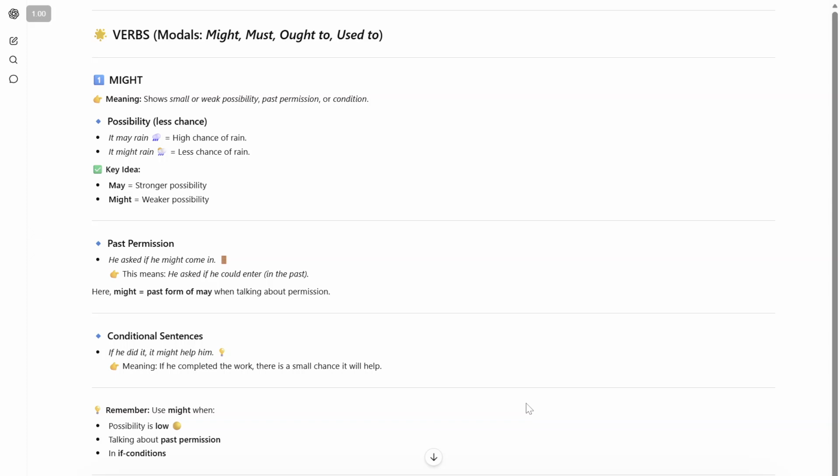Conditional sentences. If he did it, it might help him, meaning if he completed the work, there is a small chance it will help. Remember, use might when possibility is low, and when talking about past permission in if conditions.